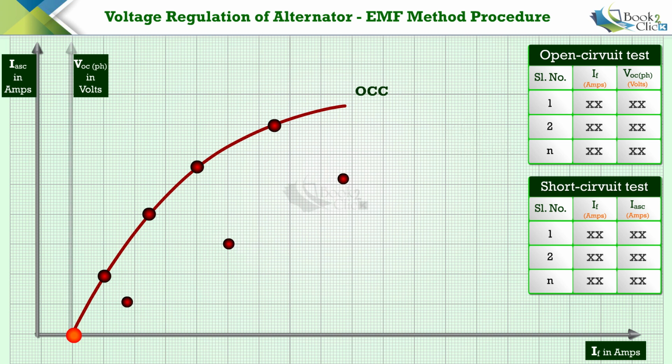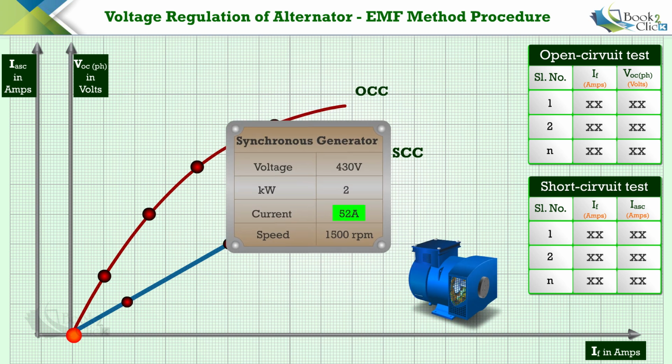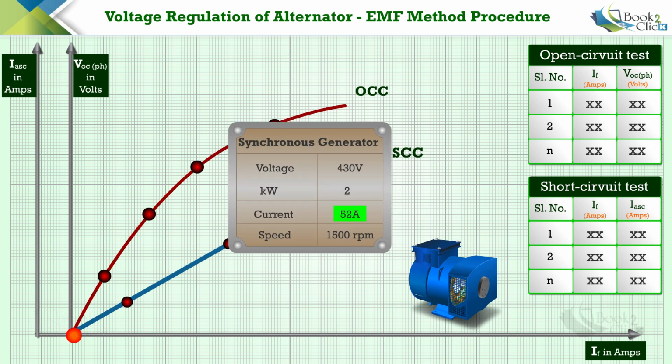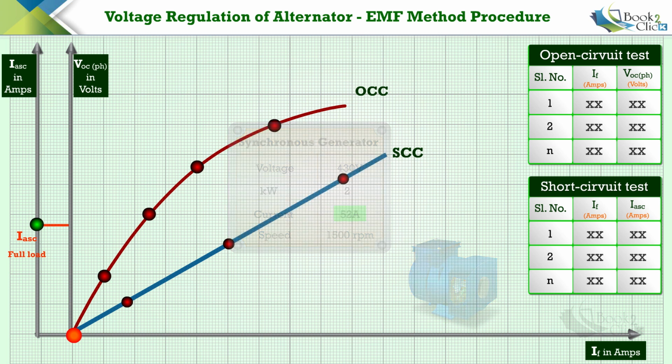Next, plot the short circuit current ISC obtained from the short circuit test against the field current IF. Connect these plotted points using a scale. This straight line represents the short circuit characteristics of the alternator. Now, determine the rated current of the alternator from its nameplate details and locate it on the short circuit current axis. Draw a horizontal line from that point to intersect the short circuit characteristics. You can name this intersecting point, say, A.